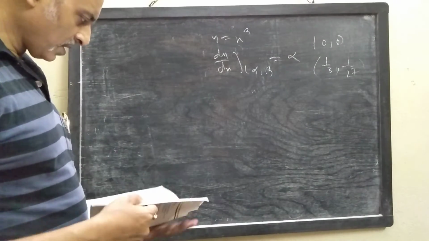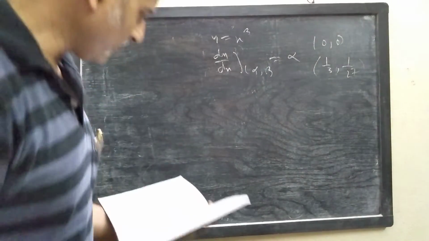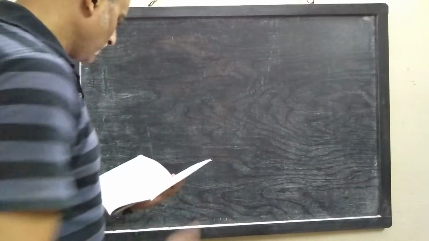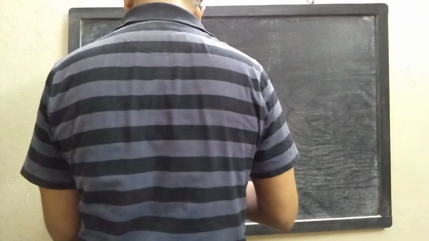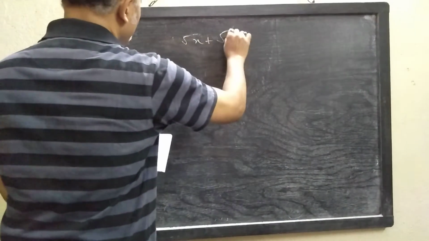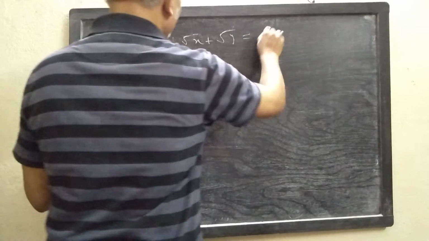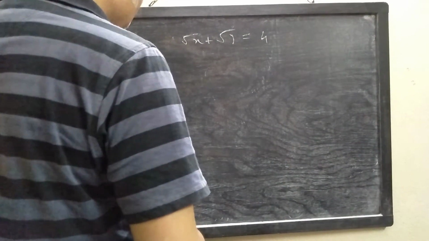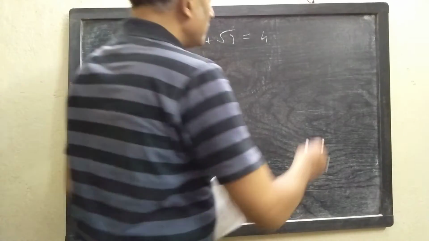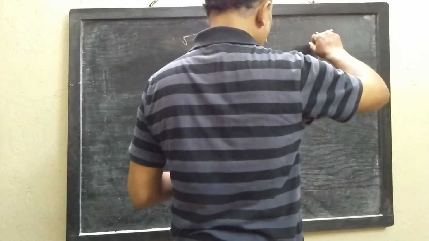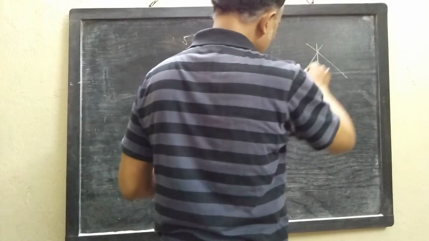Next, let us go to the problem. Find the coordinates of the point on the curve root over x plus root over y equals to 4, at which tangent is equally inclined to the axis. Though, how can a tangent be equally inclined to the axis? In 4 ways.